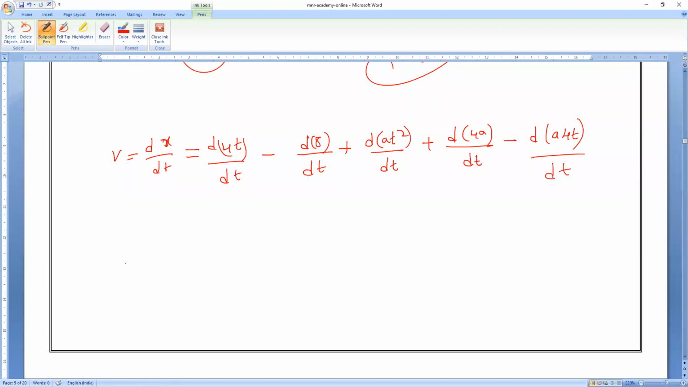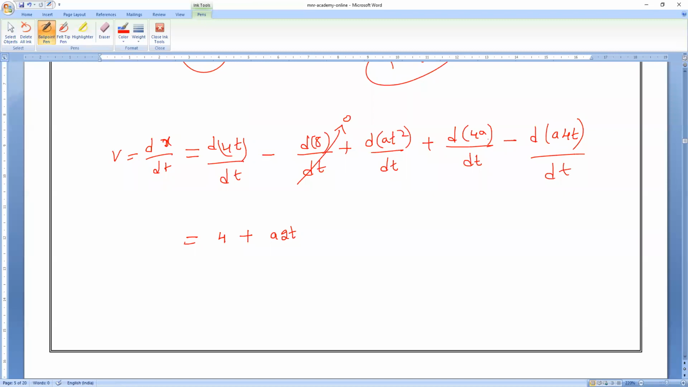Now apply the differentiation to everything and tell me the answer. Differentiation of 4t by dt: 4 is the constant, dt by dt will go, so 4. Plus here, constant is 0, everything is gone. Is it right or wrong? Next, a is constant, so let me take a and t square by dt. What will come? t square by dt is 2t.